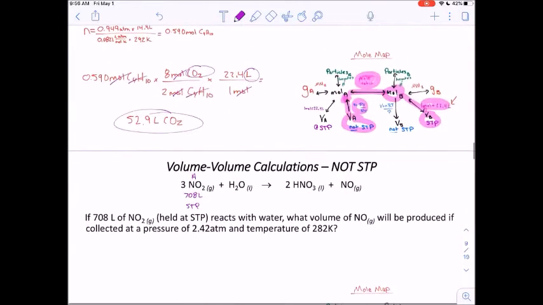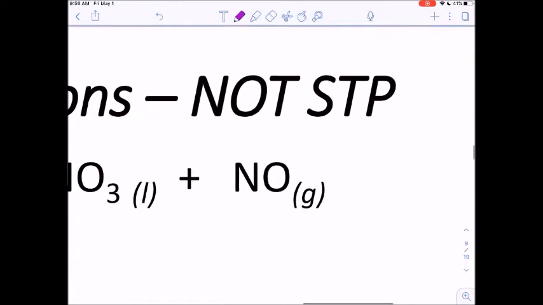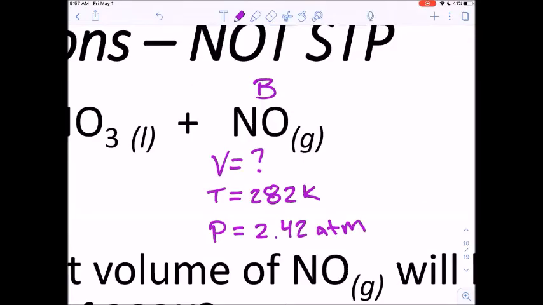And it tells me this reacts with water, and what volume of NO will be produced if collected at a pressure of 2.42 atmospheres and a temperature of 282 Kelvin. So it's giving me all the information I need to know about my B value here. So B is my NO gas, and I have 2.42 atmospheres of pressure and a temperature of 282 Kelvin. So I'm going to write all of that down. All right, so there's all my information about my B.